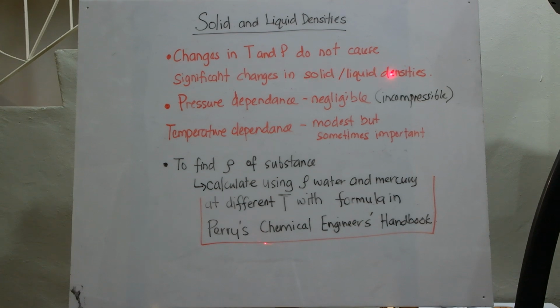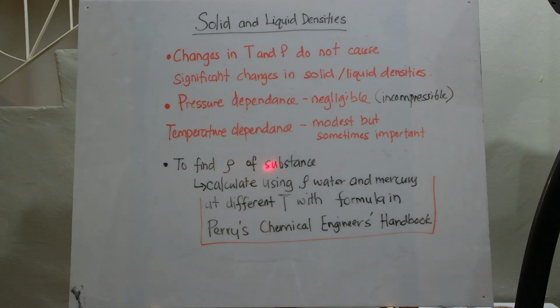Solid and liquid densities do not change significantly due to changes of temperature and pressure. Solid or liquid densities are not pressure dependent. So a change in pressure does not change much of the density for solids and liquids. This is why they are called incompressible materials. However, changes in the temperature will slightly change solid or liquid densities.